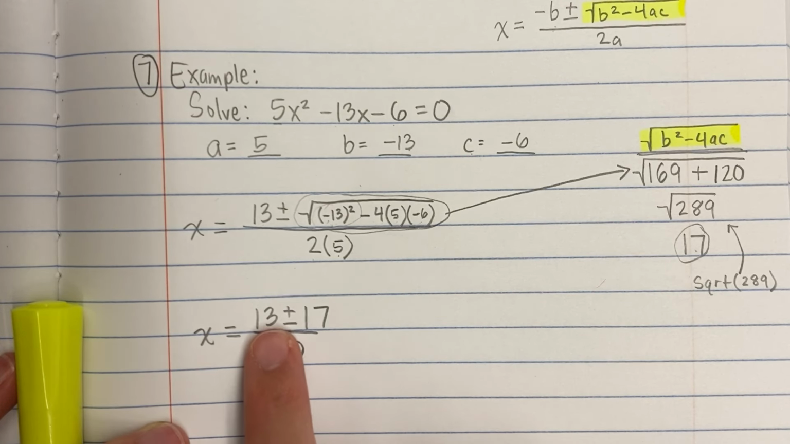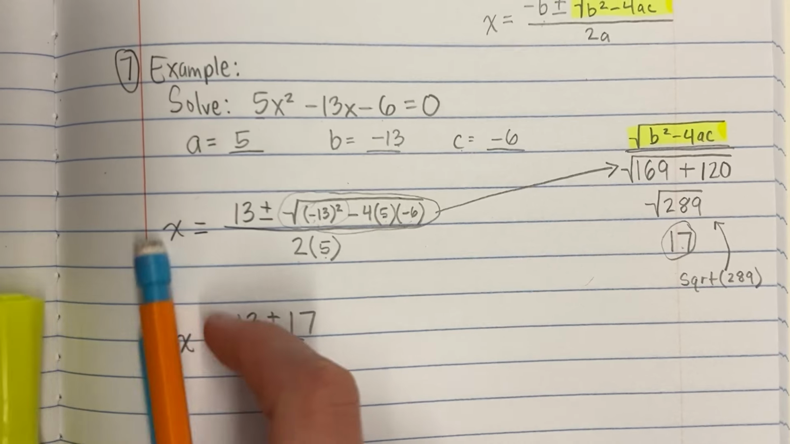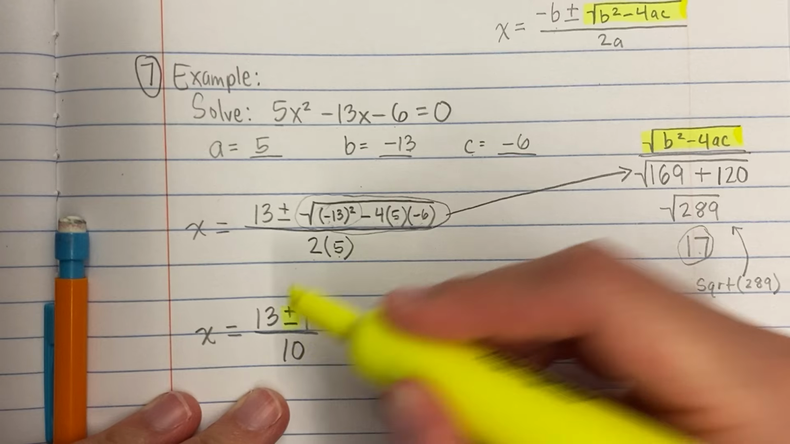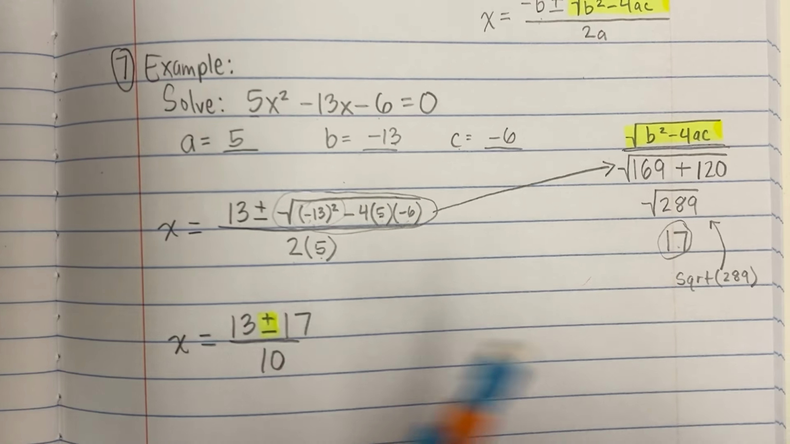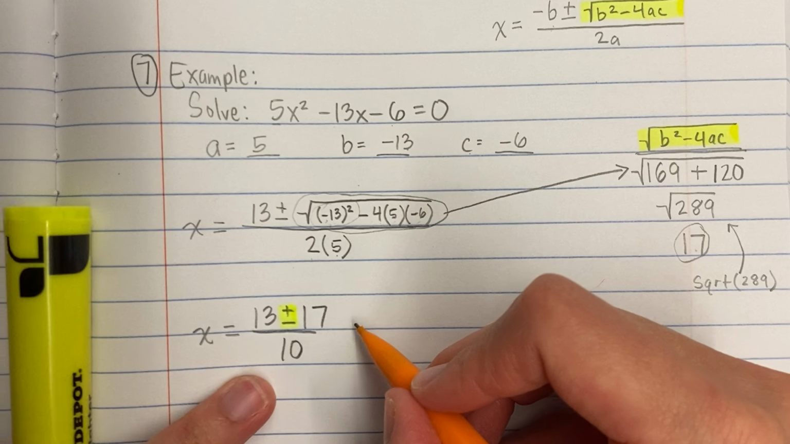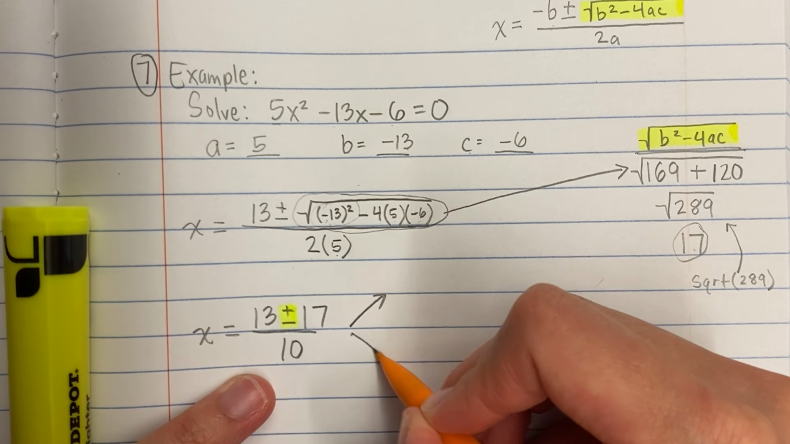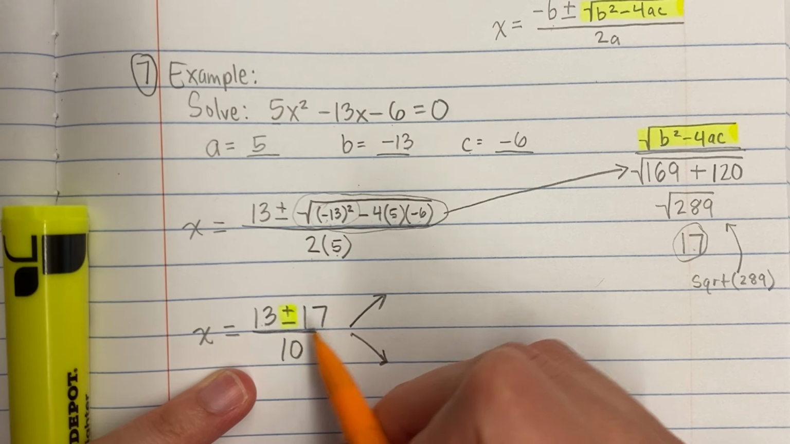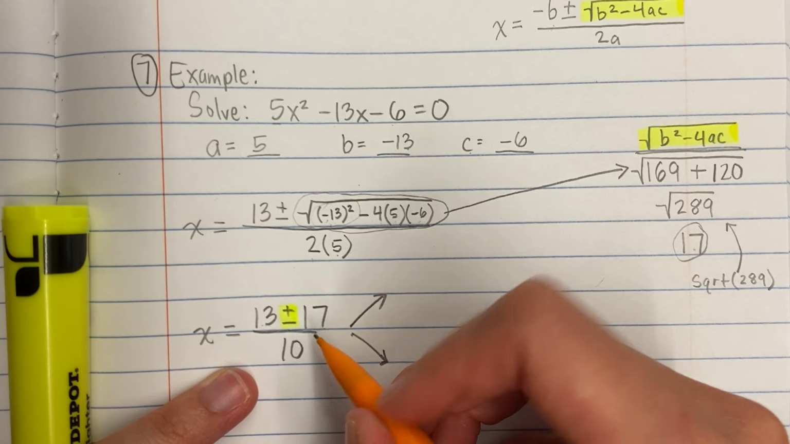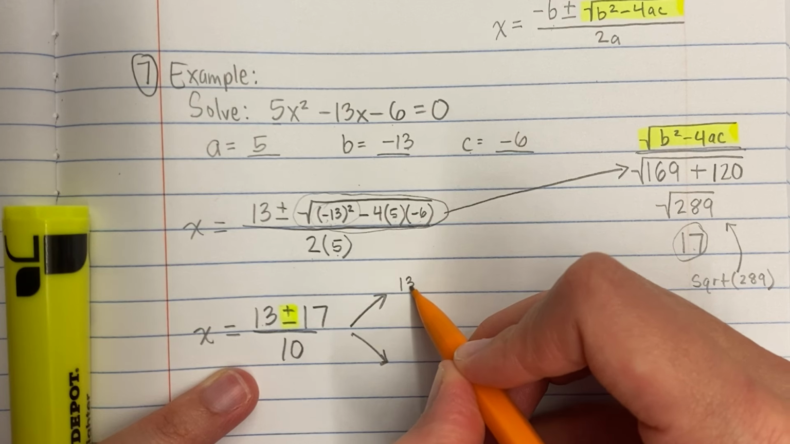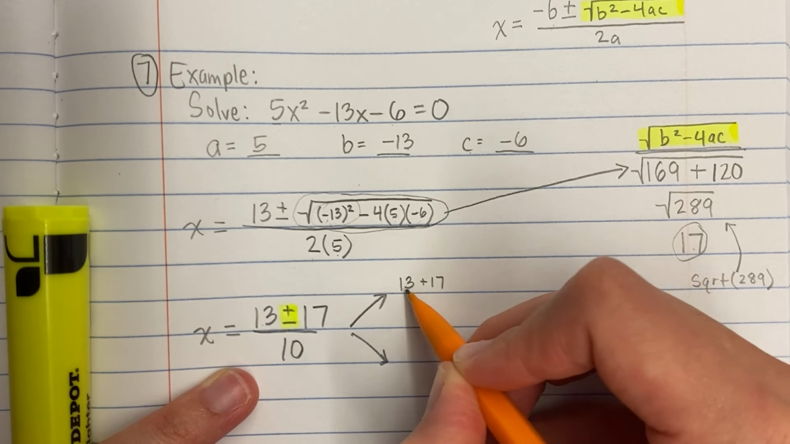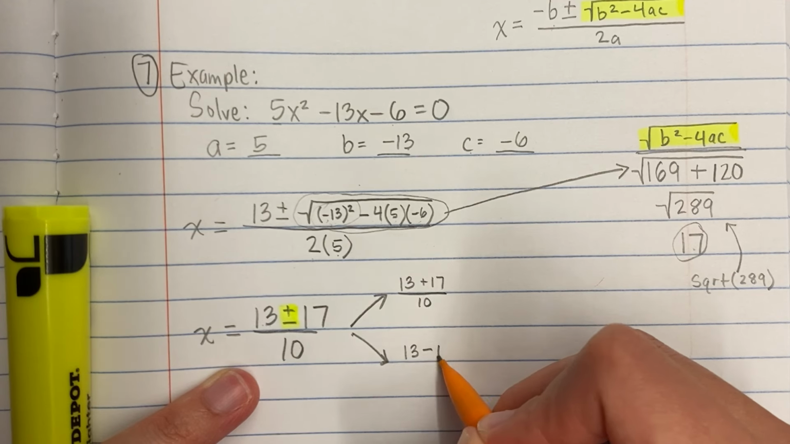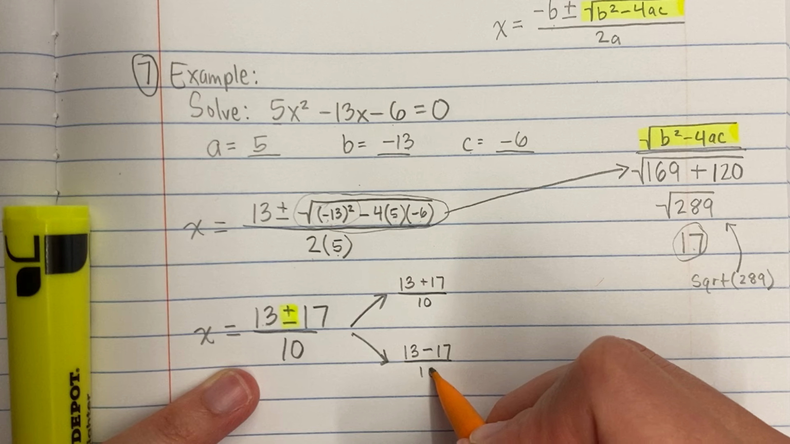Okay, now, what does this mean, this plus or minus? Remember this symbol? Okay, we've actually seen it before. It means this could be, because remember I'm going to have 2 answers here, right? Just like when I solved by factoring. It means this could be a plus sign, could be 13 plus 17, or it could be a minus sign, 13 minus 17. And either way, it's going to get me 2 different answers. So I'm going to just do both. So this is 13 plus 17 over 10, and 13 minus 17 over 10.